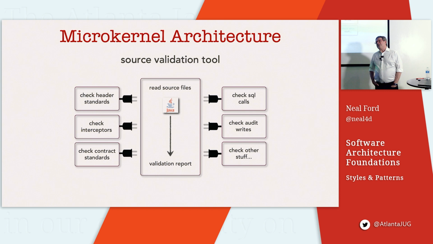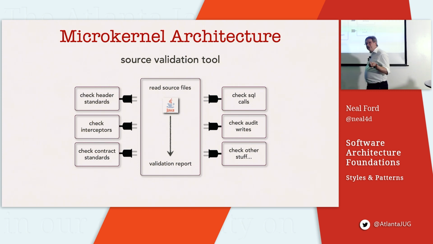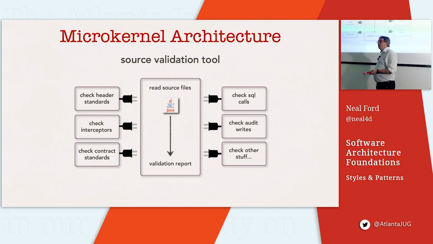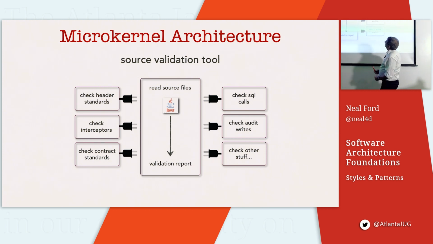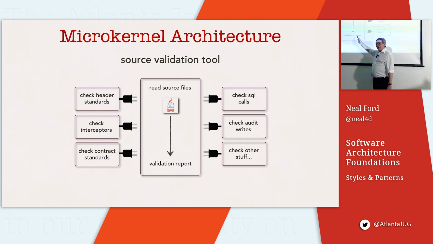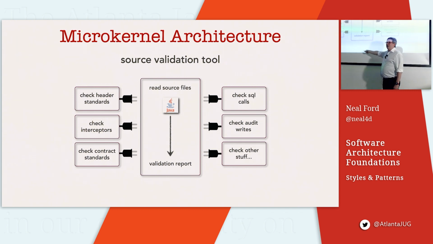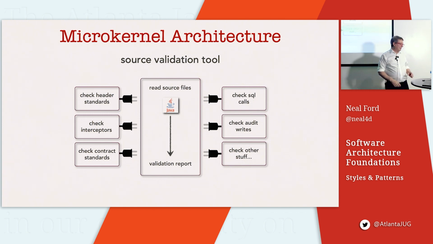The other use for this, and this is a great example of a microkernel, are things like linters, PMD, or source validation tools, because the tool itself will parse the Java source file and then apply rules to it and then spit out reports. Well, if there are no plugins, it's going to be boring because it's just going to parse the code and produce no reports. It's only by adding plugins that you actually make it useful. So this is a classic example of a pure microkernel, not just something that supports plugins.